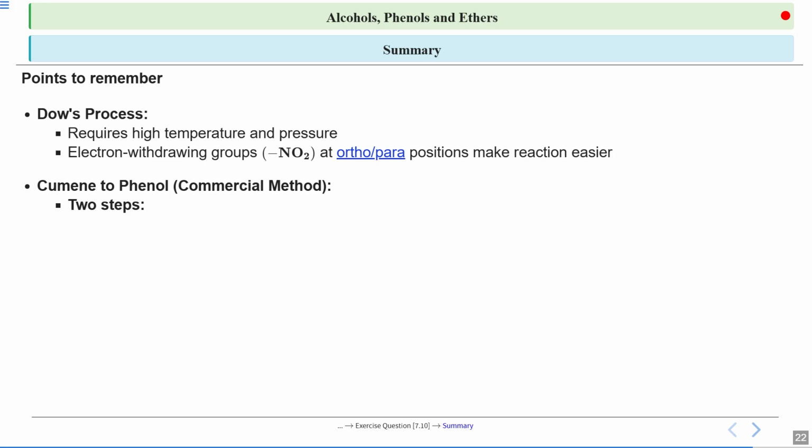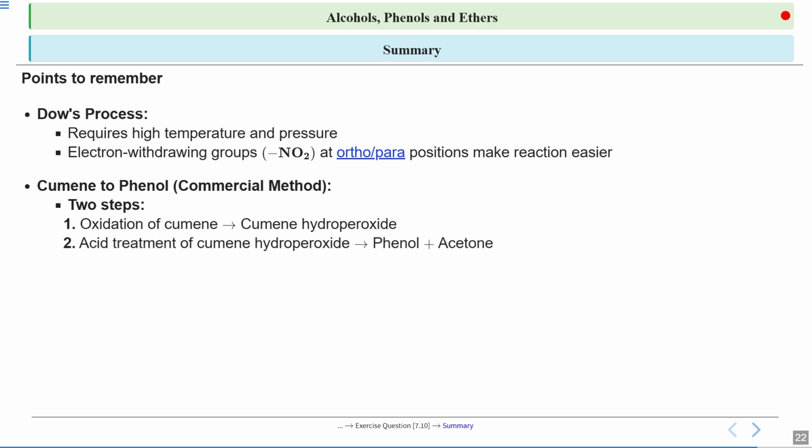It includes 2 steps. Step 1 is the cumene oxidation, where you get cumene hydroperoxide, and step 2 includes the acid treatment of cumene hydroperoxide in the presence of dilute acid to give you the products phenol and acetone. Acetone is a byproduct, still it is obtained in large quantity. That's why this is a very commercial method used to prepare phenol.